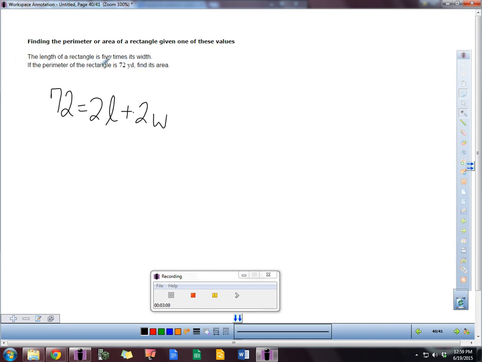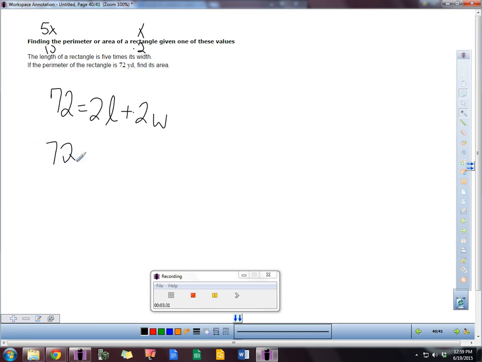It says the length of the rectangle is 5 times the width. So let's think about this. The length is 5 times. Let me just pick a number for the width. And if the length is 5 times of it, that means that this one has to be 10. So that's going to help us here, like it has in the past. If this one is x, this one has to be 5x.